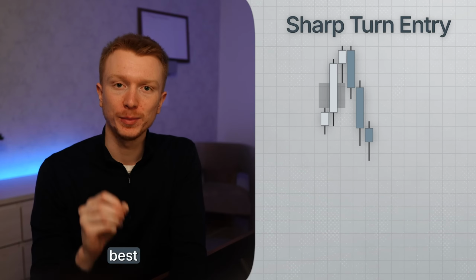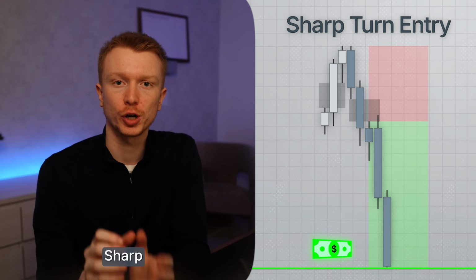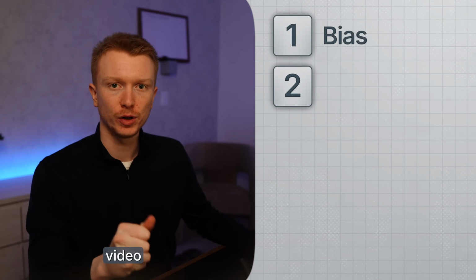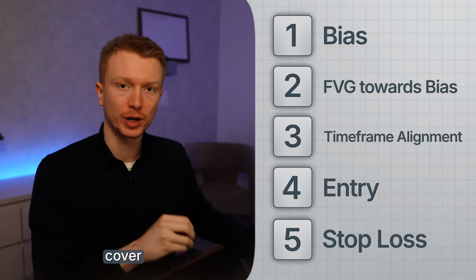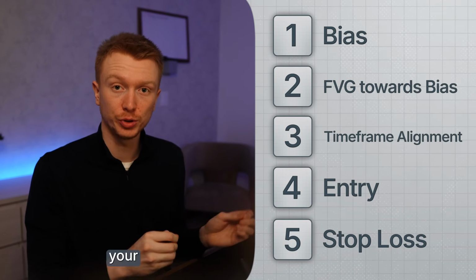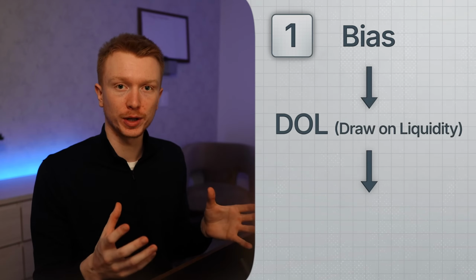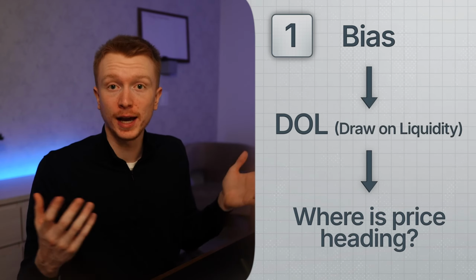In trading, one of the best entry models is a sharp turn, but you need to know how to properly use it. So in this video, in 5 steps, we are going to cover how you can use a sharp turn to your advantage. The first step before we even get close to a sharp turn is finding a bias, a draw on liquidity. So where is price most likely heading towards?